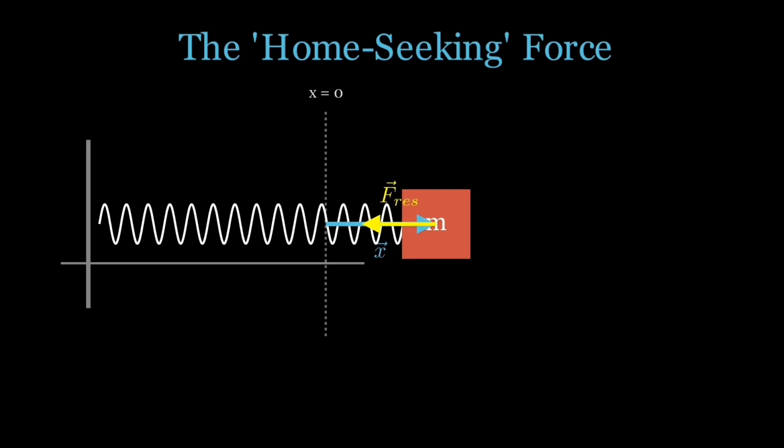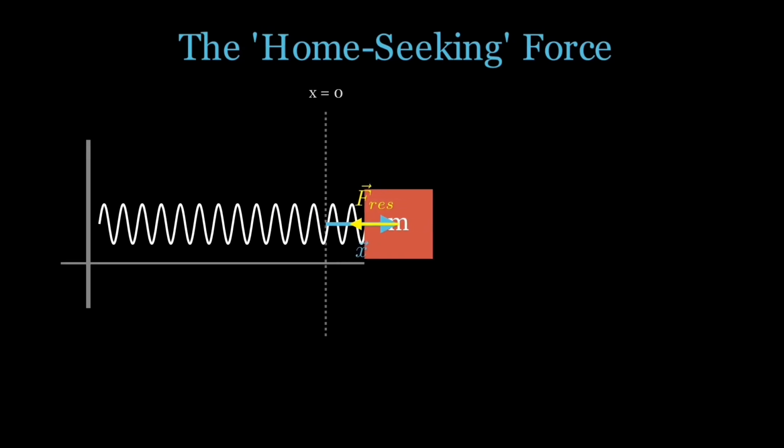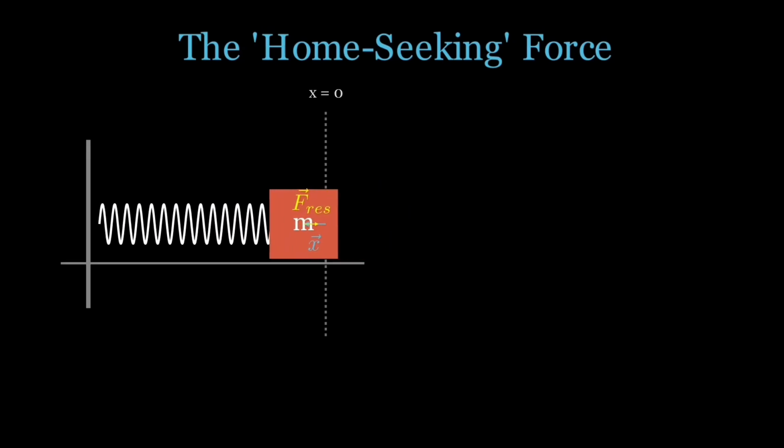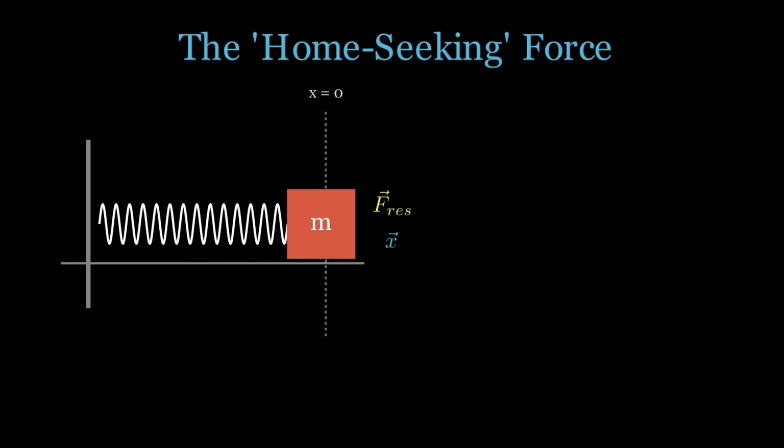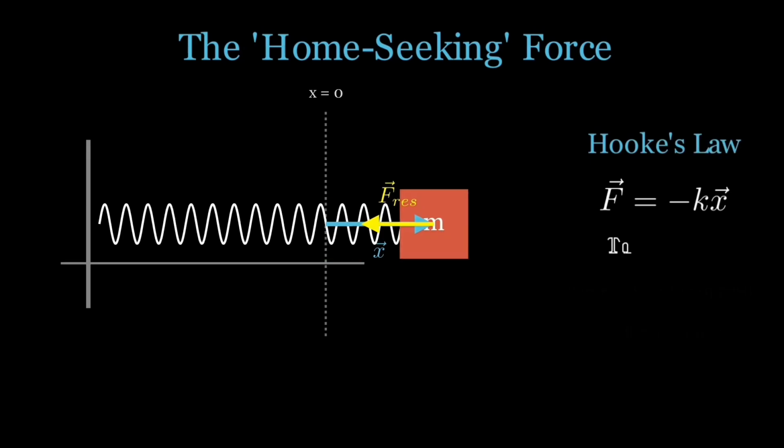Imagine a mass, m, attached to a spring. When we displace it from its equilibrium position, where x equals 0, a restoring force immediately tries to pull it back home. This is Hooke's law. Mathematically, we write it as, force equals negative k times x.